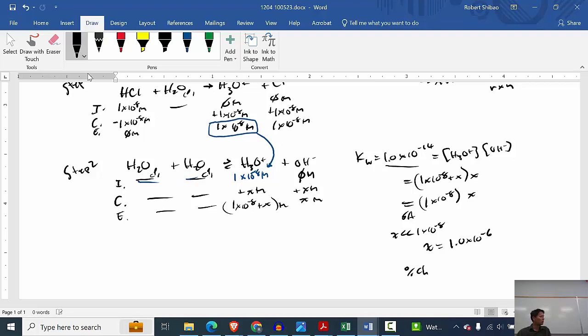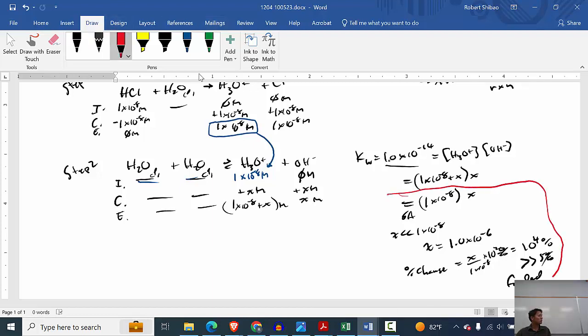Then we calculate the percent change. Percent change in this case is x over 1 times 10 to the minus 8, which is going to be 10 to the minus 6 divided by 10 to the minus 8 times 10 squared percent. This is 100%. So this is going to be 10 to the minus 6 over 10 to the minus 8, which is 10 to the positive 2. This is going to give us 10 to the 4th percent, or 10,000%, which is way too big. This is way bigger than 5%. So it failed. I kind of suspected it was going to fail, but I wanted to just try it in the chance that it actually worked, but it didn't.